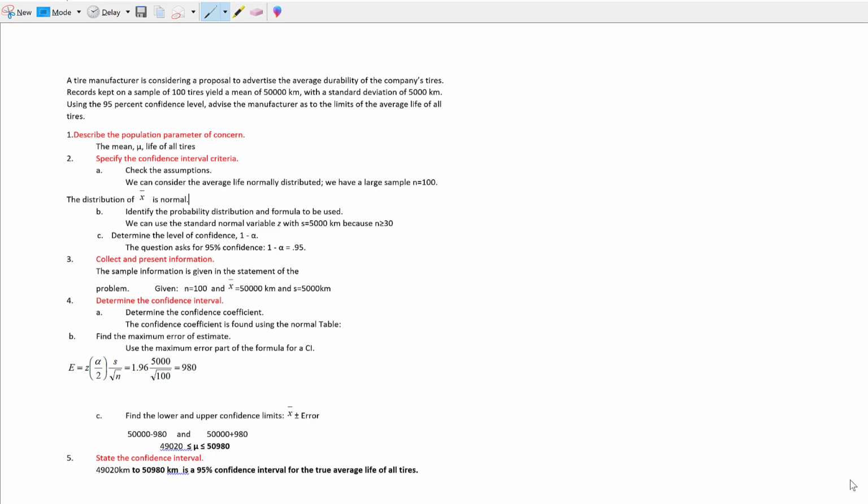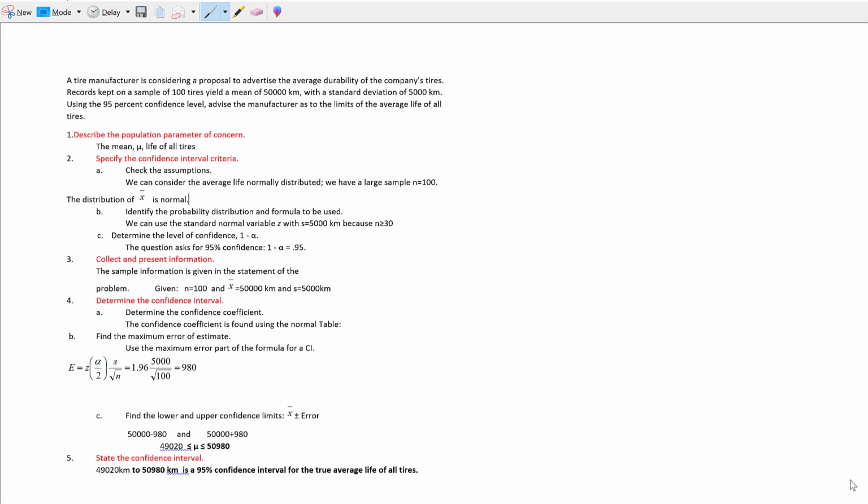Similarly, we use a 5-step model to identify the confidence interval for the average life of all tires. The first step is to describe the population parameter of concern. We need to identify the 95% confidence level for the limits of the average life of all tires. So the mean life of all tires is the parameter of interest in our question.